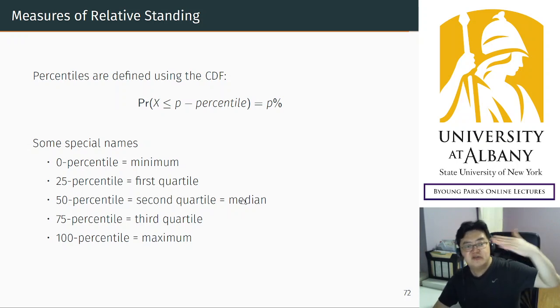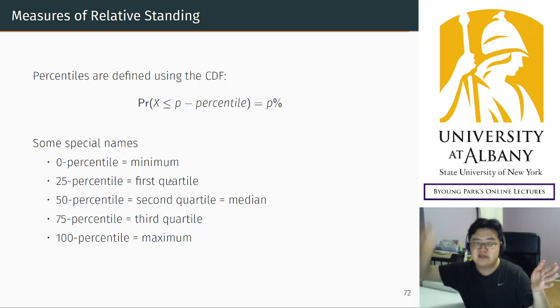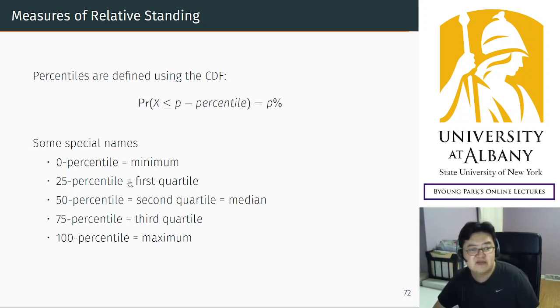And if you cut the data into 4 groups, they become the 25 percentile, 50 percentile, and 75 percentile. They are called quartiles, because you divide the sample into 4 groups: first quartile, second quartile, third quartile. Similarly, there are many different names like quintile, decile, quantile, a lot of similar names, but I think percentile is enough at this level.